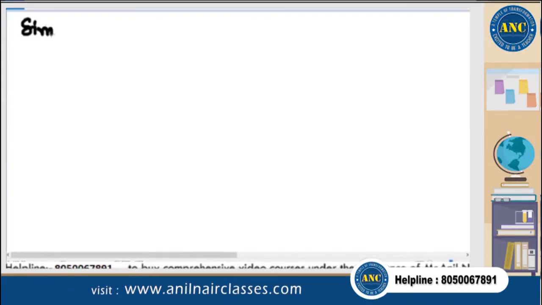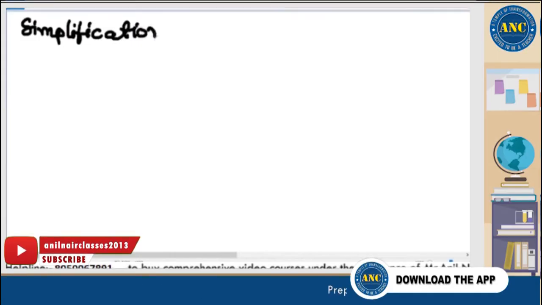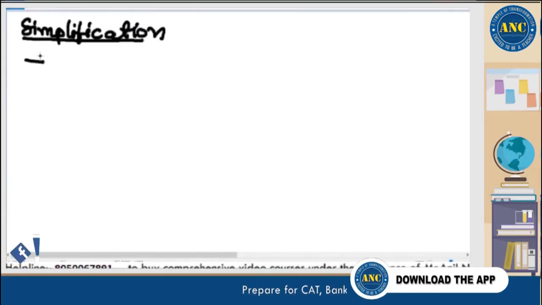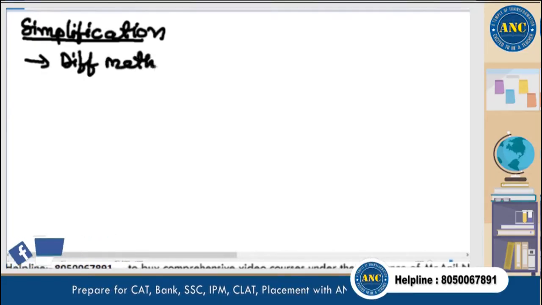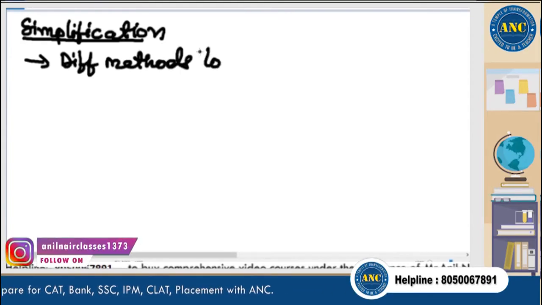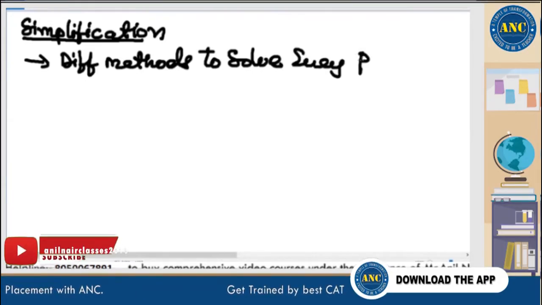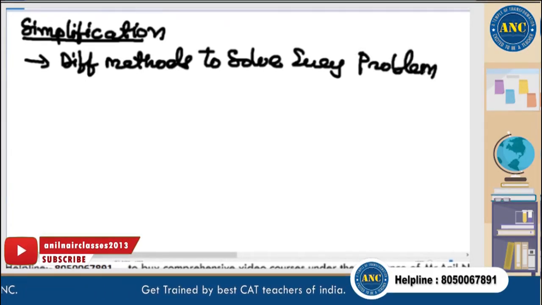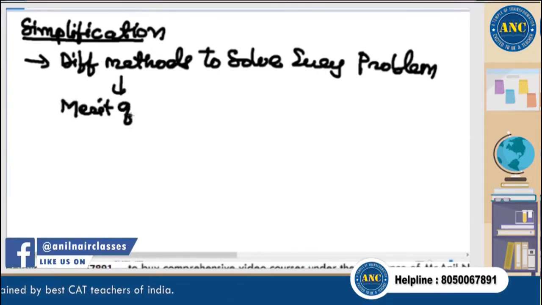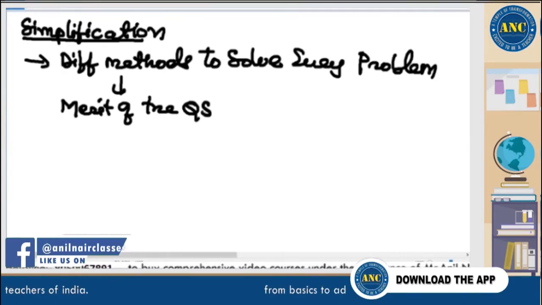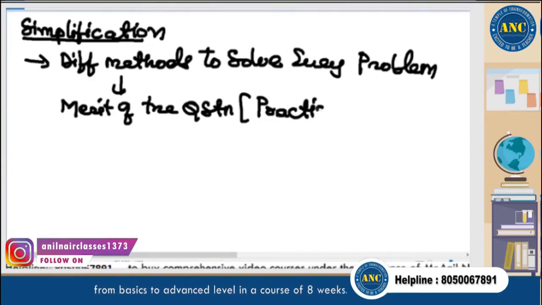Simplification, to solve a variety of questions. I will try to solve a variety of questions using a variety of models. I will use different methods to solve a problem. Listen carefully to every problem. I will use different methods to solve every problem depending upon the merit of the question and your practice.